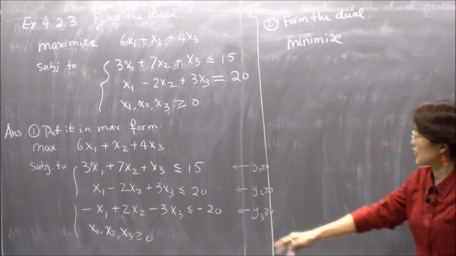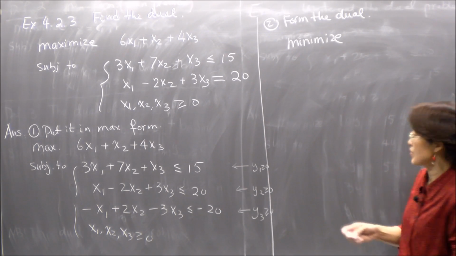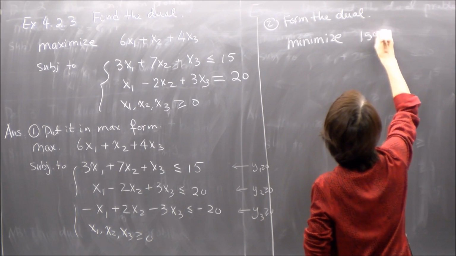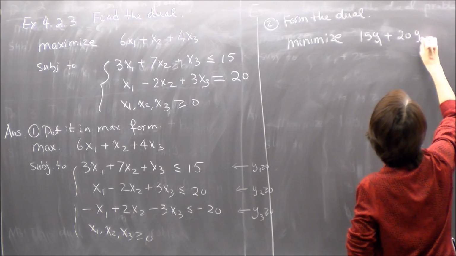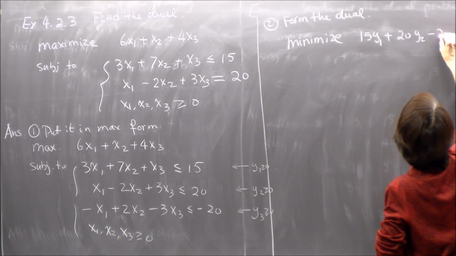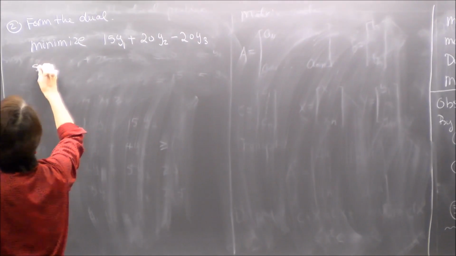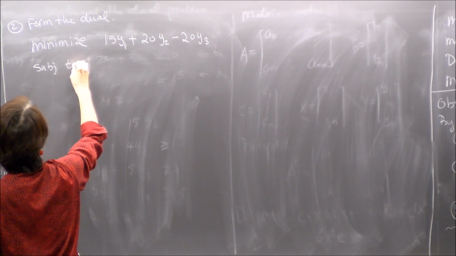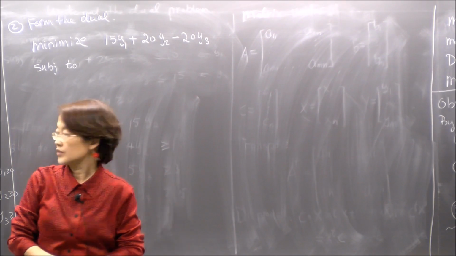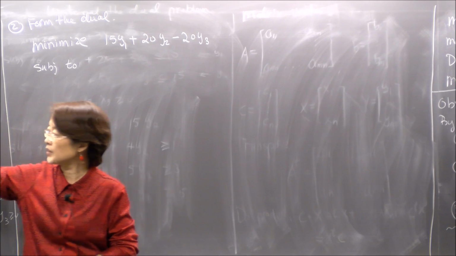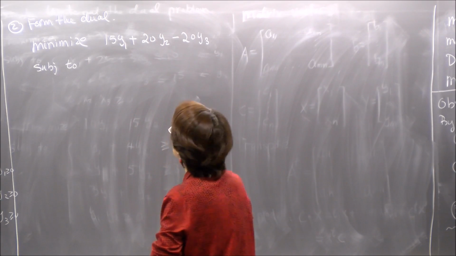The objective function is to take the constant vector and dot product the y, right? So 15 y1, 20 y2, 20 y3. Subject to, how many constraints will I have? That will equal the number of variables, 3, right? And I will add them vertically.